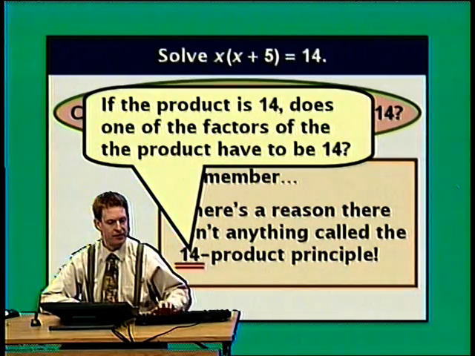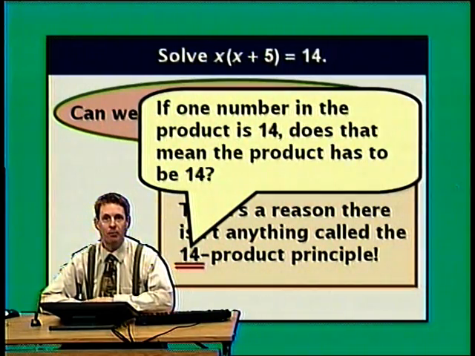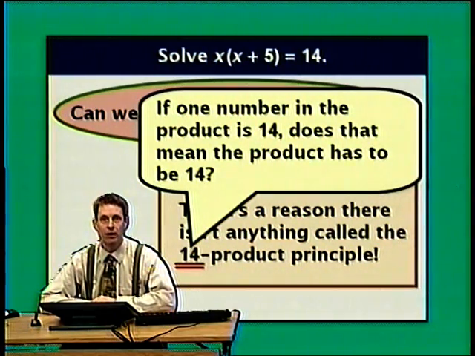There's the flip side of this as well. If one number in the product is 14, does that mean that the product has to be 14? No, only if the other factor just happens to be 1. Look at our two factors, x and x plus 5. If x is 14, what's the other factor? It's 14 plus 5, which is 19. And 14 times 19 isn't 14. How about if x plus 5 is 14? Is the other factor 1? No. And if the other factor isn't 1, then 14 times the other factor, again, isn't 14.